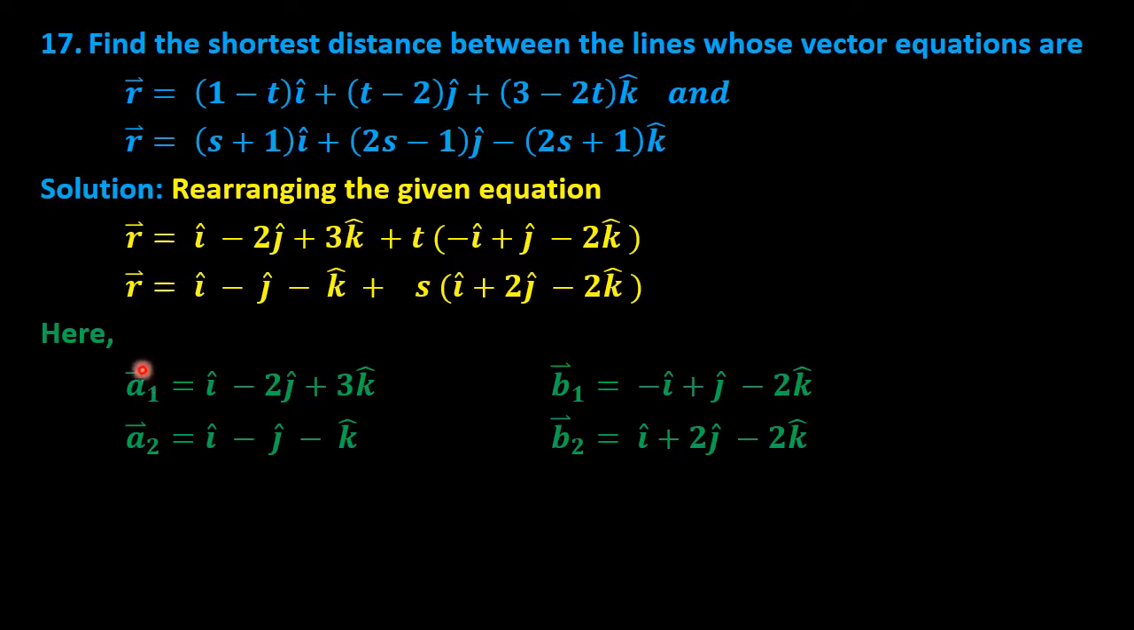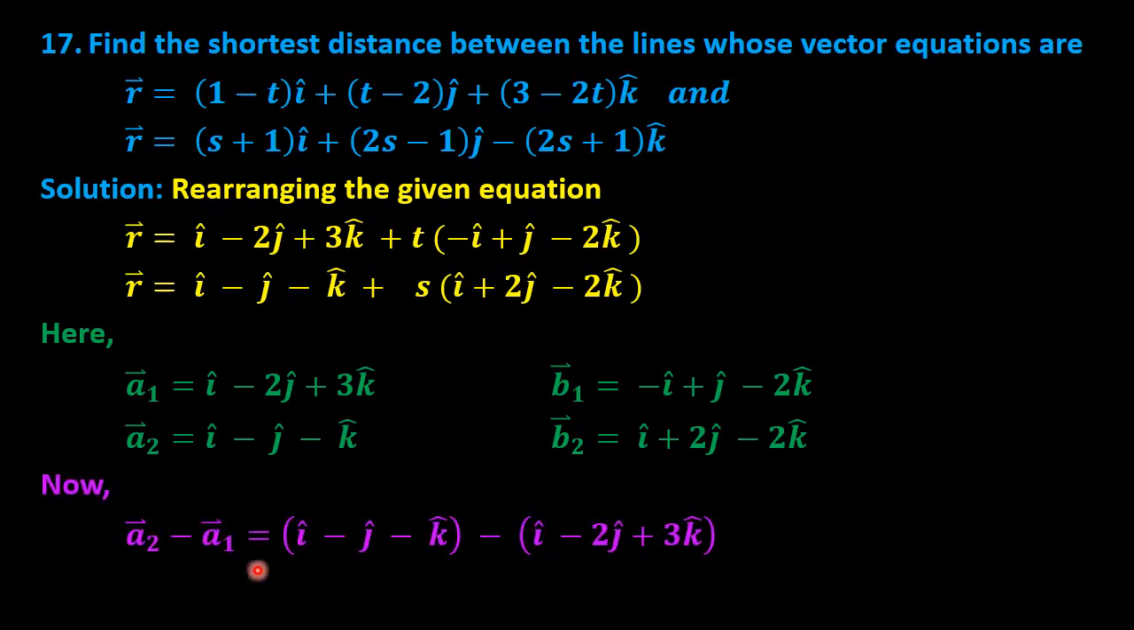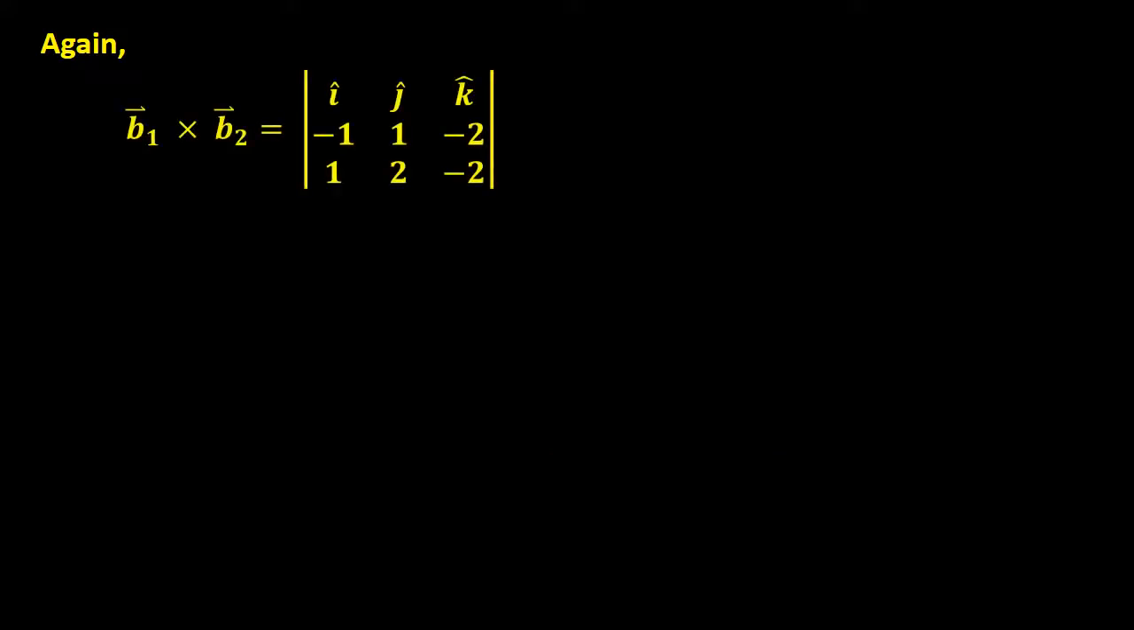Now we subtract a1 vector from a2 vector. So a2 vector minus a1 vector equals i minus j minus k minus within bracket i minus 2j plus 3k. So after subtracting here, we get j minus 4k. So the x component here is 0. Now we need to find the cross product between b1 vector and b2 vector. And after simplification, we get 2i minus 4j minus 3k.